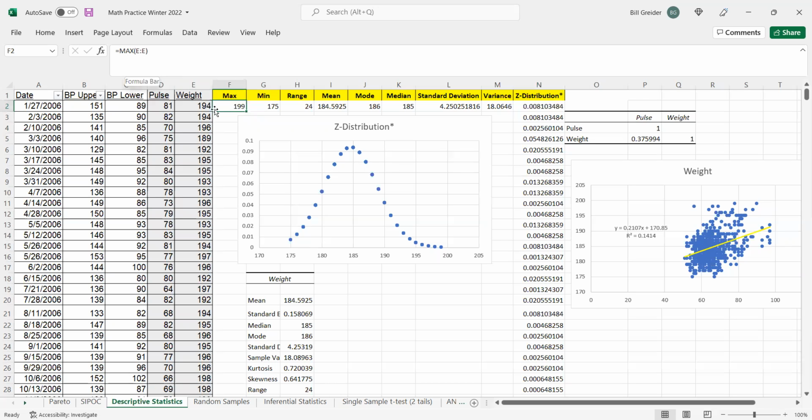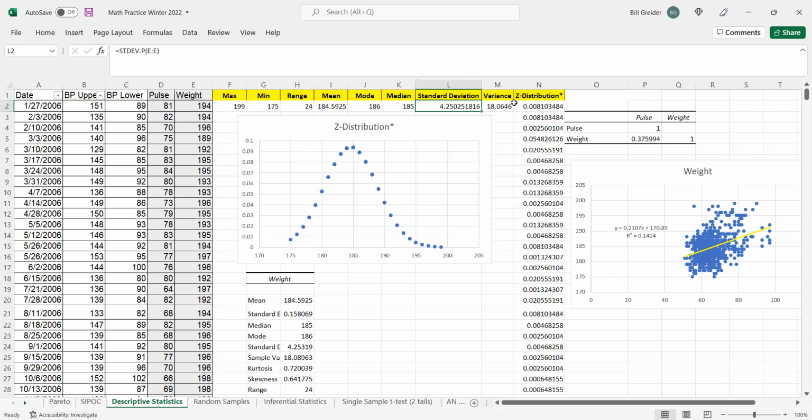As soon as I click on it, you can see in order to get max, it's equals max, and min is equals min. Then max minus min gave me my range. The average or mean is equals average of all my data for weight. The mode is the one that happens the most often. The median is the middle value of the data. And standard deviation is the average deviation from the mean for all of my data, and that's pretty important, as you can see.